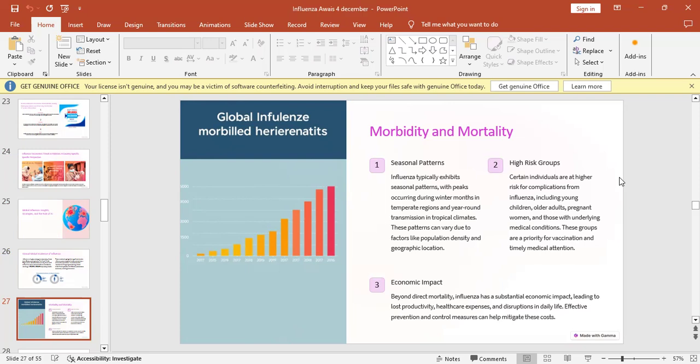And second is the high-risk groups. Certain individuals are at higher risk for complications from influenza, including young children, older adults, pregnant women, and those with underlying medical conditions. These groups are a priority for vaccination and timely medical attention. And the third is economic impact. Beyond direct mortality, influenza has a substantial economic impact, leading to loss of productivity, healthcare expenses, and disruptions in daily life. Effective prevention and control measures can help mitigate these costs.